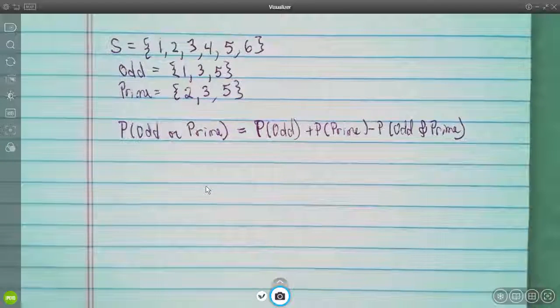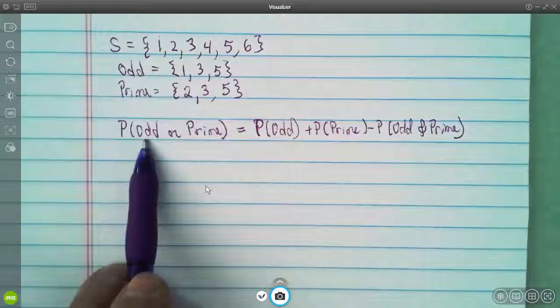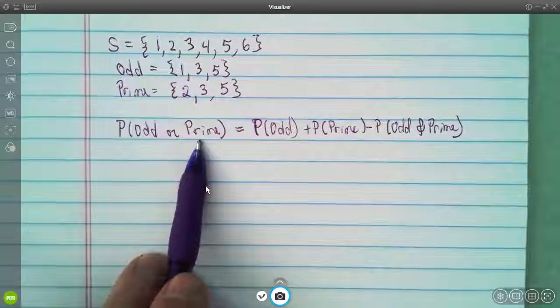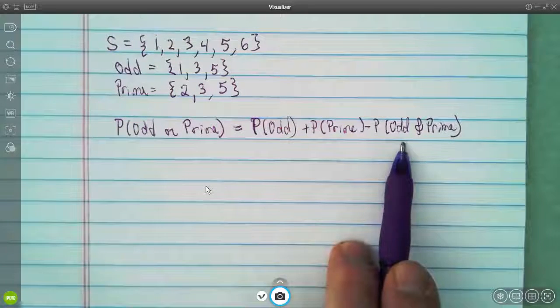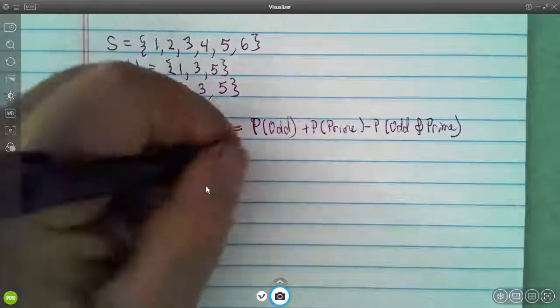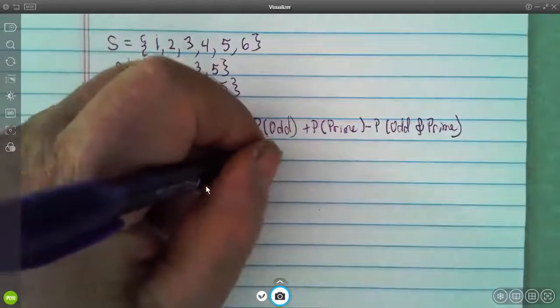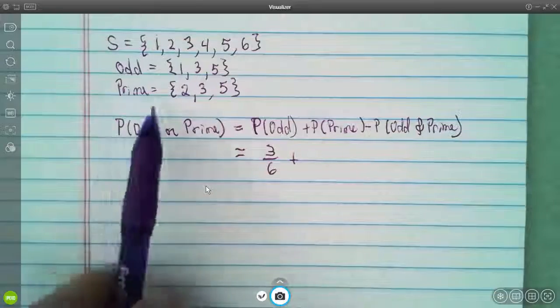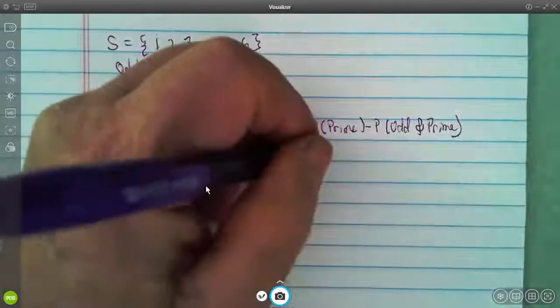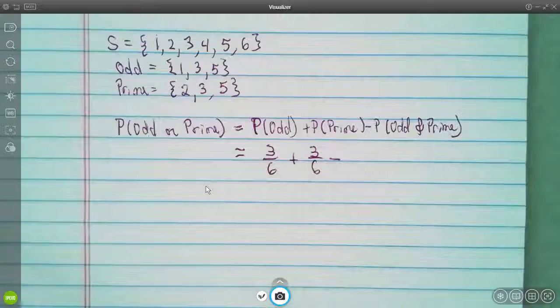Using our addition rule, we can compute this probability. The probability of rolling a number that is either odd or prime, or perhaps both, is the probability of odd plus the probability of prime minus the probability of both odd and prime. Probability of odd, well, there are 3 outcomes of the 6 that are odd, plus the probability of prime. Likewise, there are 3 outcomes that are prime, minus the probability of getting a number that's both odd and prime.